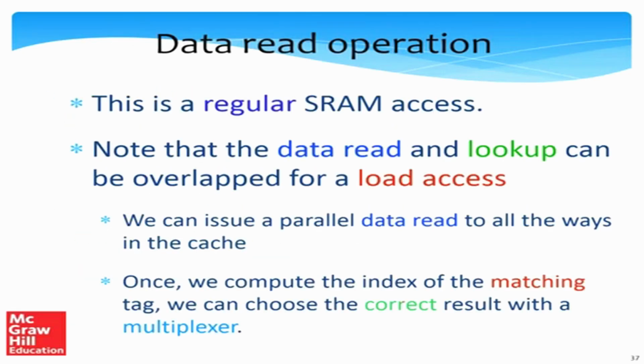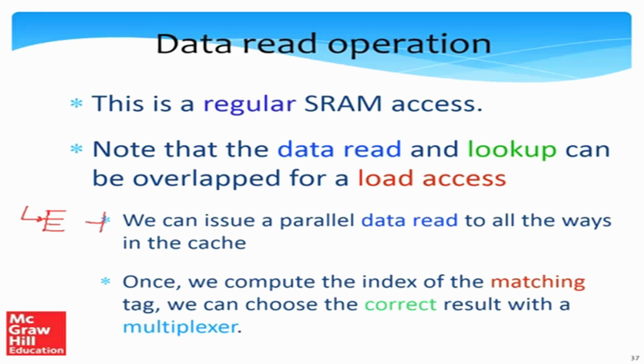Alright, so now let's take a look at the data read operation. This is a regular SRAM access into the data array. In some cases, the read and the lookup can be overlapped for a load access. So let's see how. If we consider a set associative cache, the first thing that we do is compute the index of the set. And if a set has four ways, we need to compare the tag with the contents of each of the ways in the tag array.